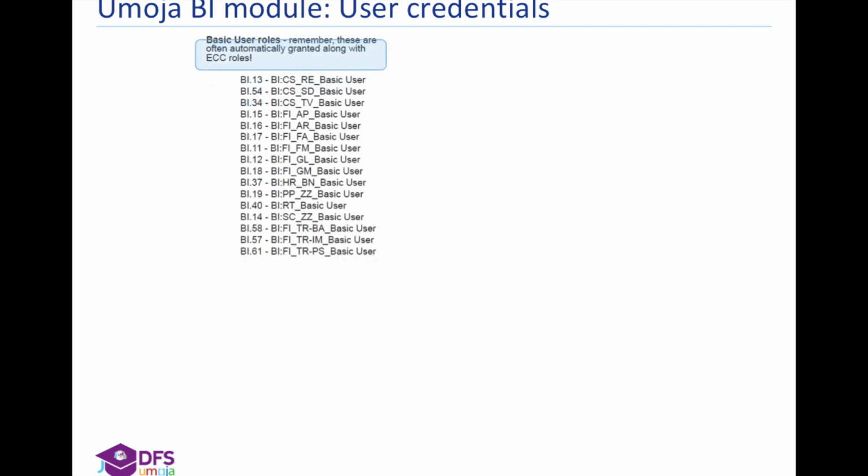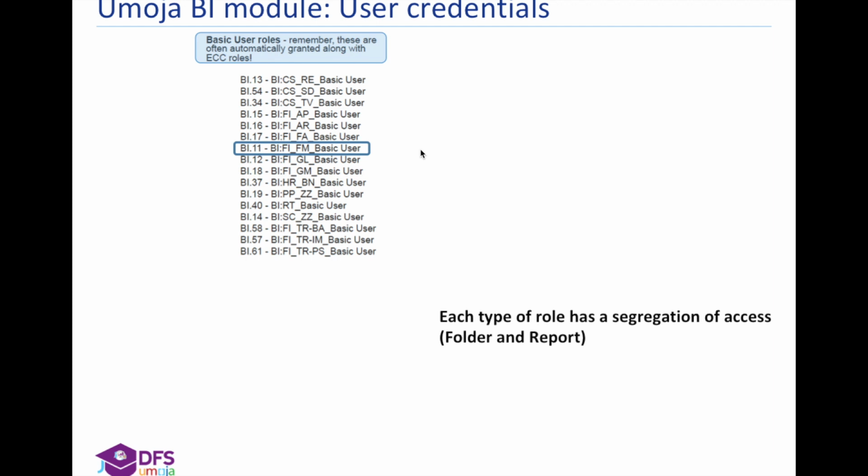So let's say I have a basic user role, and my role is the one I am showing here, BI 11. So that's a basic user for finance or funds management. See, a basic user role, and this is exactly my role, BI 11 basic user. So what does that mean in terms of access, right? We have to understand that each type of role has a segregation of access. Two segregations, one for folder and one for report.